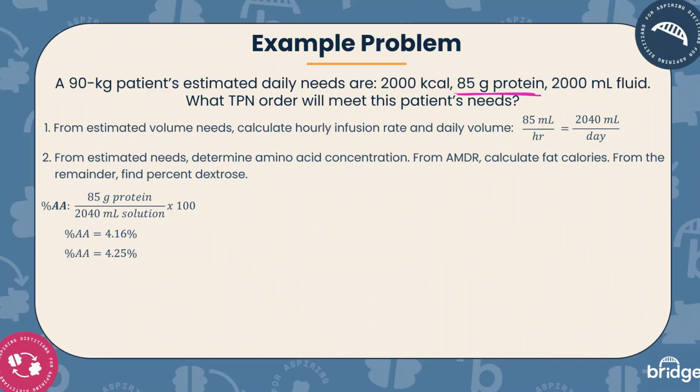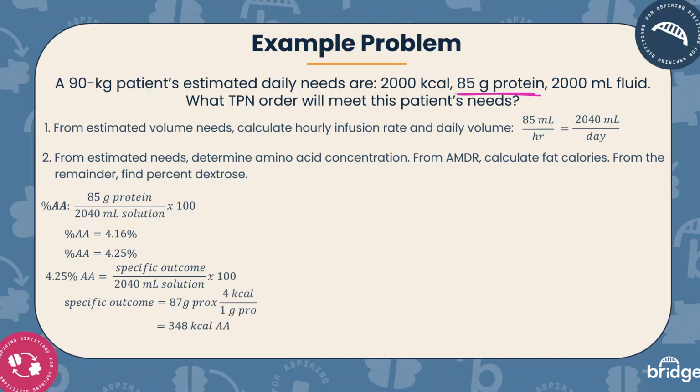And since I'm changing it now, I need to figure out how many grams of protein this is. If it's 4.25% amino acid, and we're feeding them 2,040 milliliters of solution, I can do a little bit of algebra here to figure out a 4.25% amino acid solution is 87 grams of protein. 85 grams of protein, 87 grams of protein. Regardless, we can determine how many calories that is because there's 4 calories in every gram of protein. So if we're using 87 grams of protein, because we're rounding 4.16 to 4.25, then we come out to 348 calories from protein.